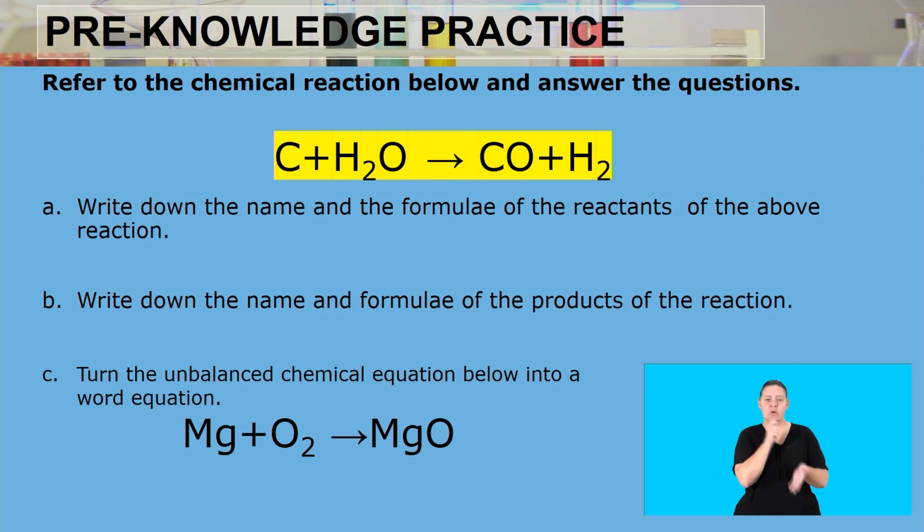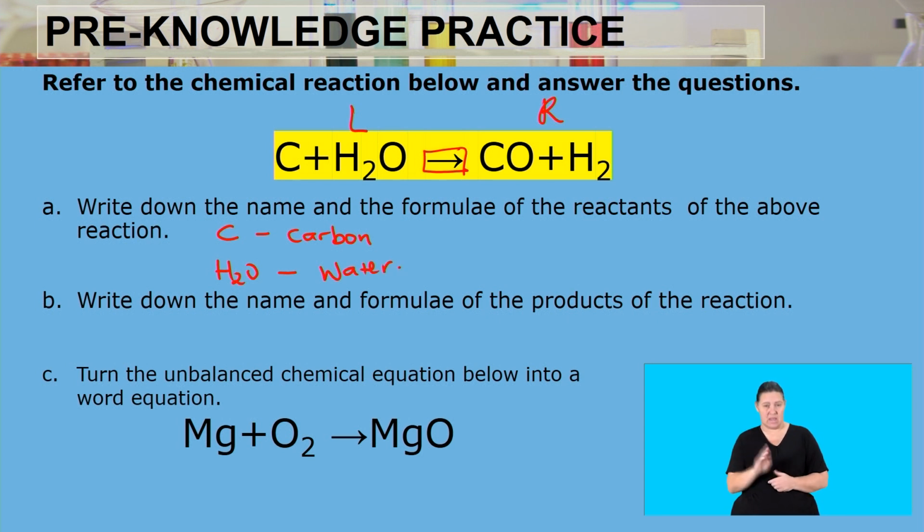Question 1, we need to write down the name and the formula of the reactants of the above reaction. Remember that the reactants are written on the left-hand side of the equal sign or the left-hand side of the react to form sign. So this is your left-hand side and that's your right-hand side. So the reactants are C, which is our carbon, and then we have H2O, and that is water.